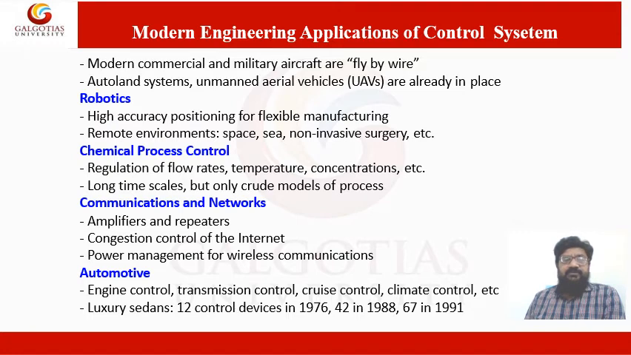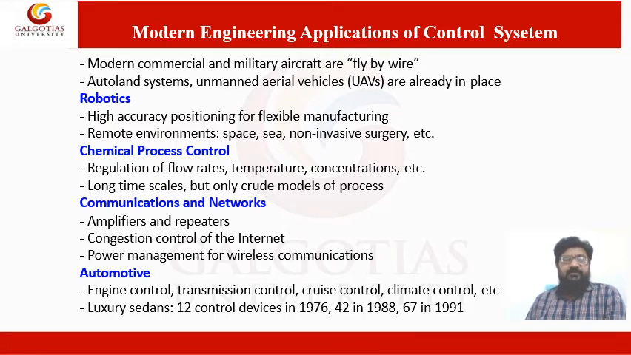Robotics is another field where we can see a huge application of control systems. Control systems provide high accuracy and positioning for manufacturing. Arms of a robot can build at a fixed spot and with accuracy. Robots also can work in a remote environment. We can control them from some other station. Robots can work in space. Robots can work inside the sea. And robots can perform surgery also.